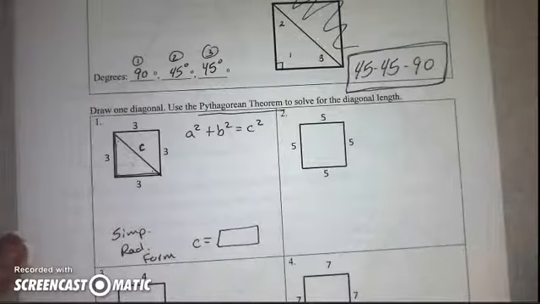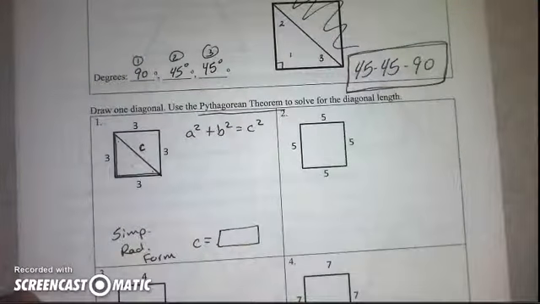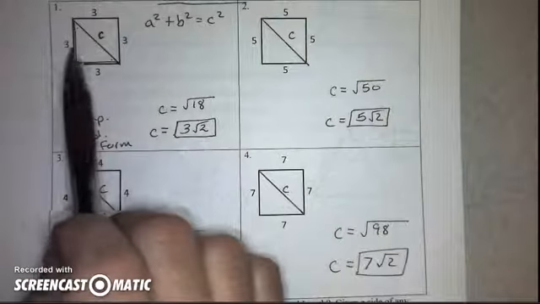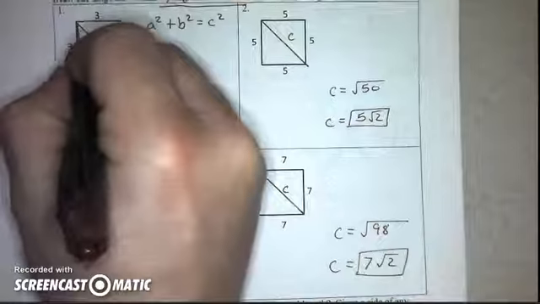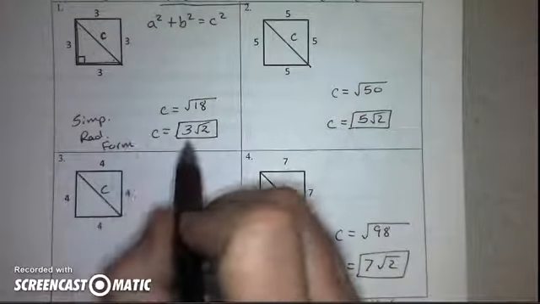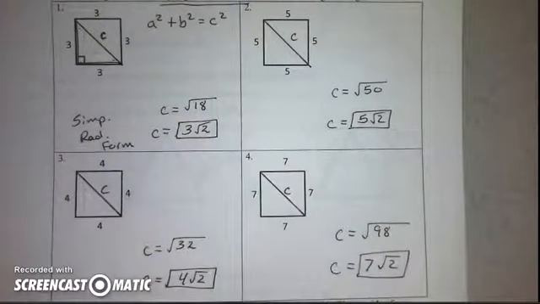Okay, hopefully you've had time to complete these, and these are the lengths we should get for the diagonal of each of these squares. In example 1, when you have a square with side lengths of 3, the two legs of this right triangle are both 3's, and when you use the Pythagorean theorem and write your answer in simplest radical form, the length of the diagonal is 3 root 2.